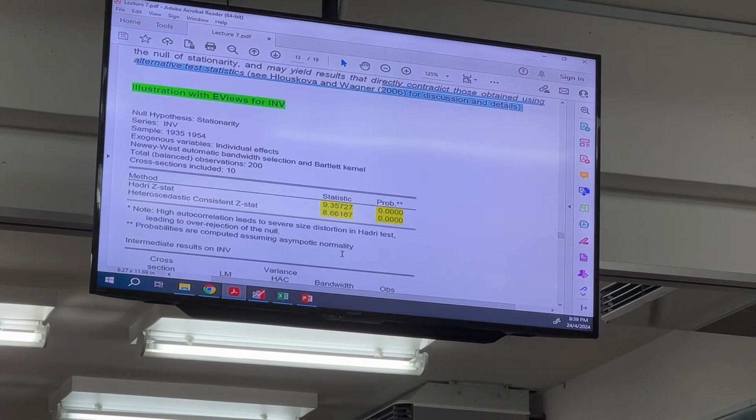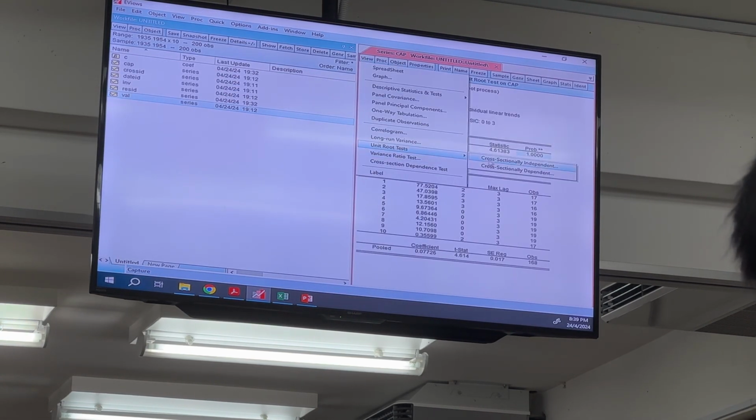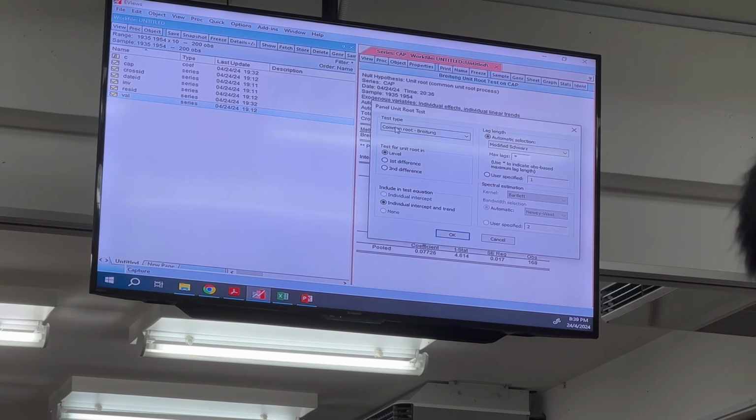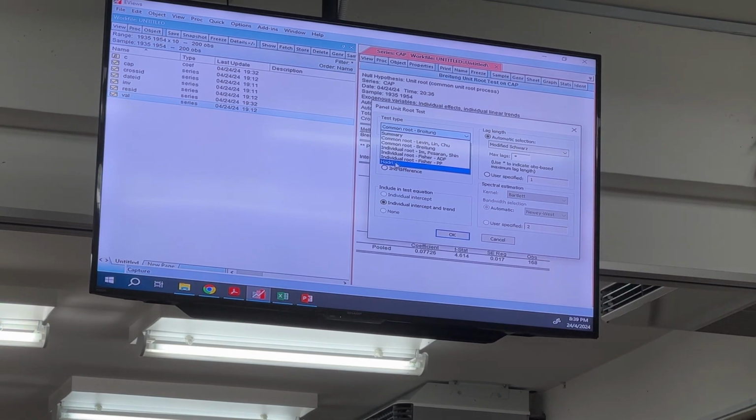Now, how are we going to apply this test statistic to our sample, for our analysis? We go to the equation, go to View, Unit Root Test, Cross-sectional Independence. Then for the test type, you can choose the last option, the Hartree. Now we are actually running the common root. What is a common root? We assume that the root is similar for all the cross sections. So it's a common root.